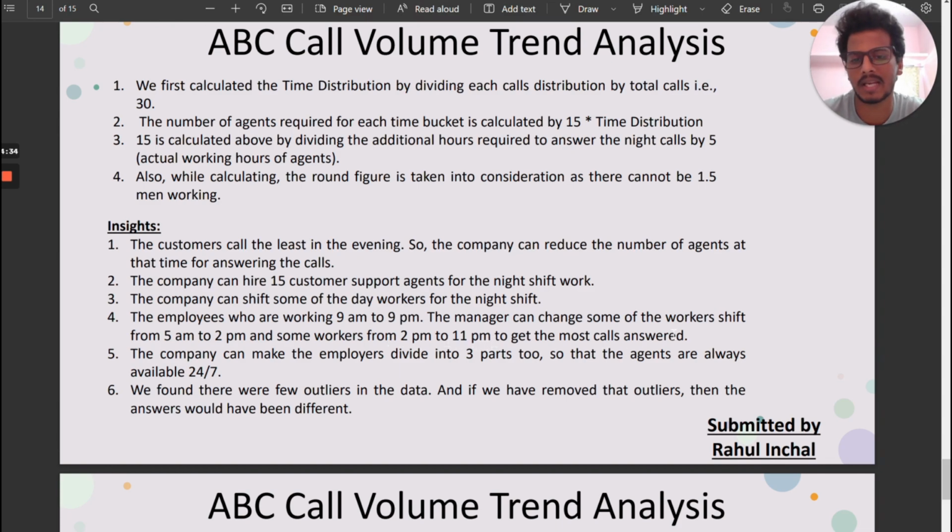But guys, I don't think this is most feasible, but of course it is an option. It is not feasible as far as the employees are concerned. We have to take care of them as well. So I don't think this can be taken into consideration. Hence I mentioned the company can divide the employees into three parts too, so that agents are always available 24/7. I did find some outliers there, but that is not of any use.